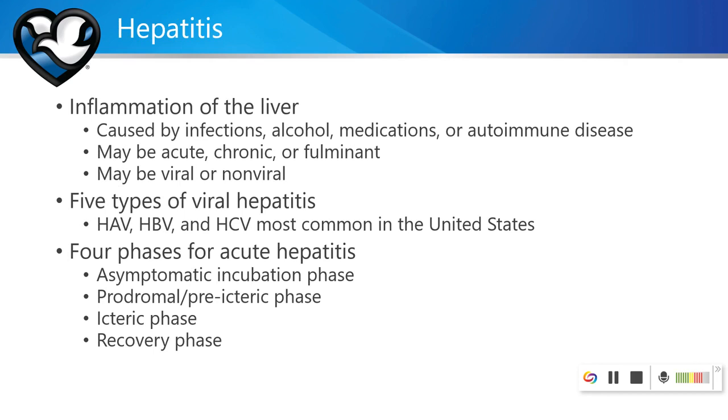Hepatitis is inflammation of the liver that can be caused by infections, alcohol, medications such as acetaminophen, anti-seizure agents, and antibiotics, and autoimmune diseases such as systemic lupus erythematosus, rheumatoid arthritis, and scleroderma. It can be acute or chronic, and the disease can be active or non-active.